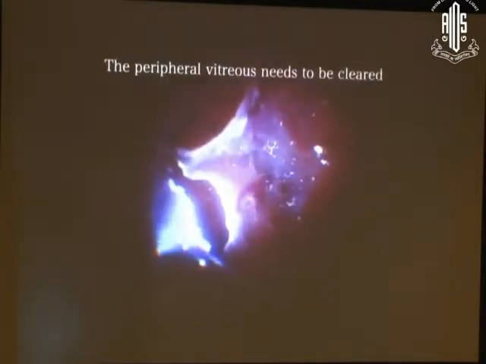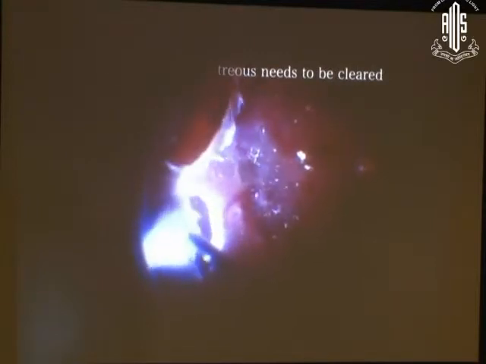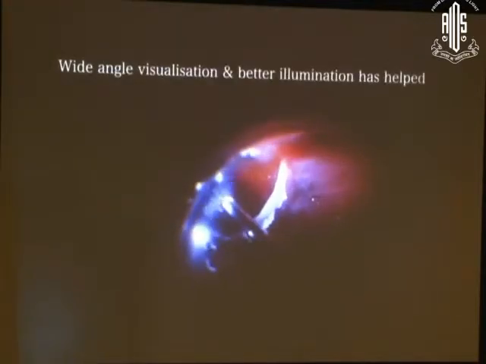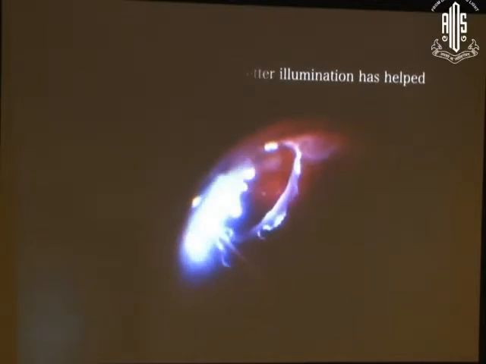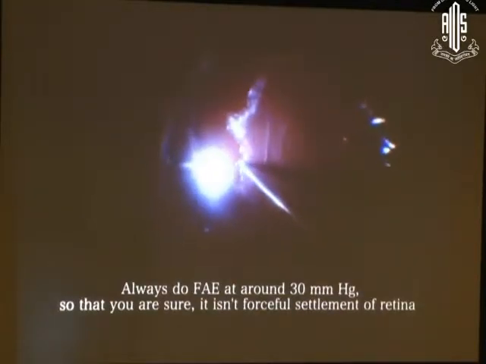These are basic principles. The peripheral vitreous needs to be cleared, and with the wide angle visualization, things have got easier, and the illumination that Dr. Sinha was talking of has made life pretty much easier. If you have put in a chandelier or torpedo, you can even do a depression and a base excision with depression, because your hand hold for the light pipe can be free then. So you have options. And I would always say do a fluid air exchange at around 30 so that you are sure that you are not forcefully settling the retina.